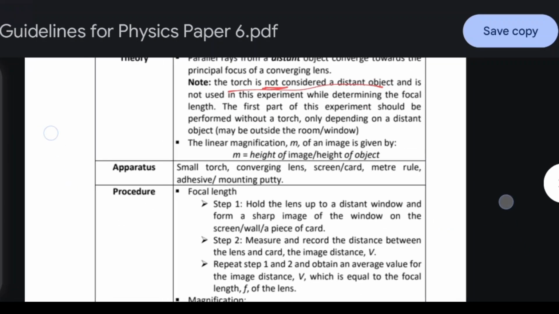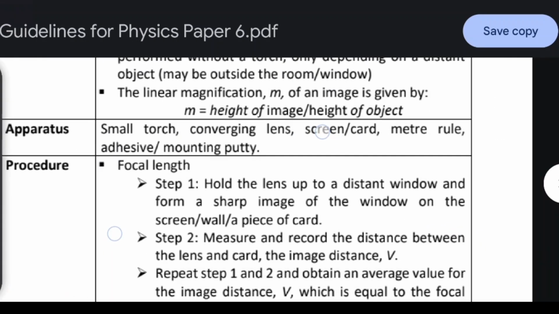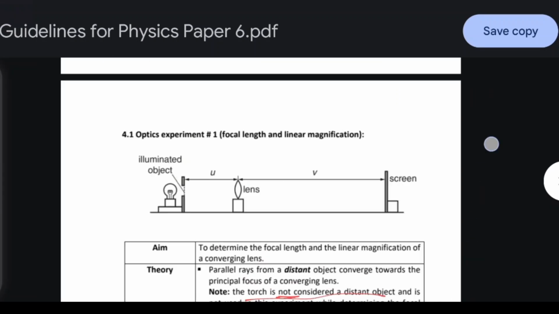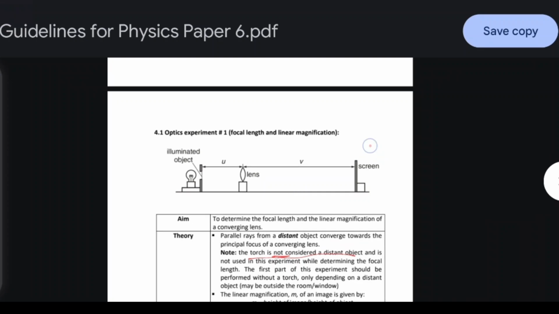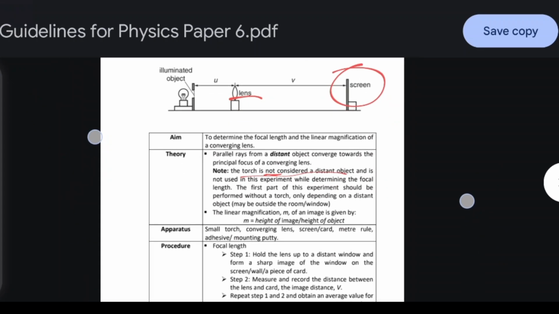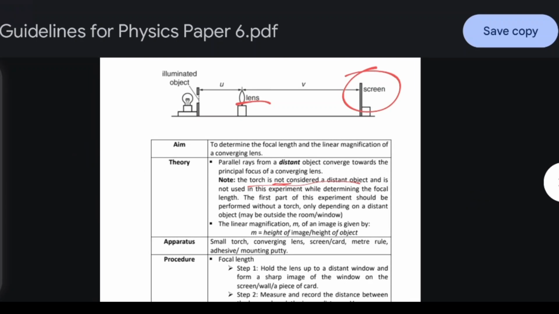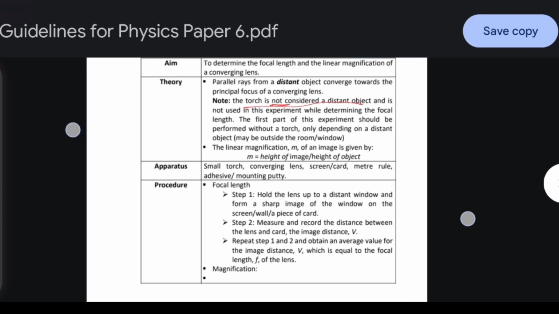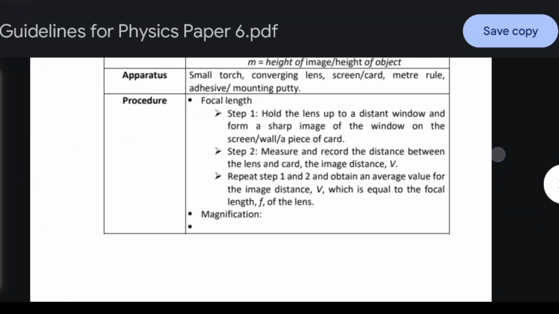Now, apparatus that is needed. You need a small torch, you need a converging lens, you need a screen, right? The screen over here. Then you need the converging lens over here, a meter rule, and adhesive putty. Now, what is the procedure?